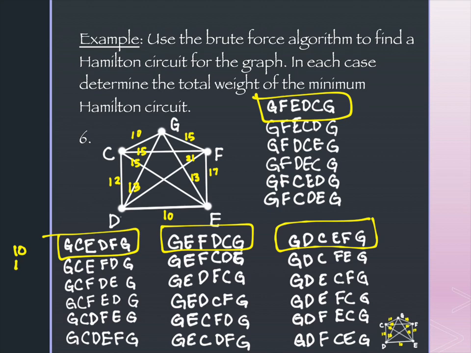It's 15. And then E to D is 10. D to F, 21. And then F back to G, 15. Okay, so somebody grab a calculator. Let's add those up.